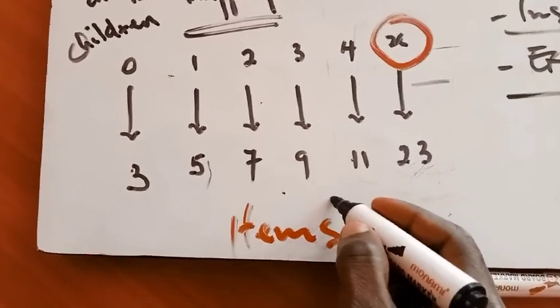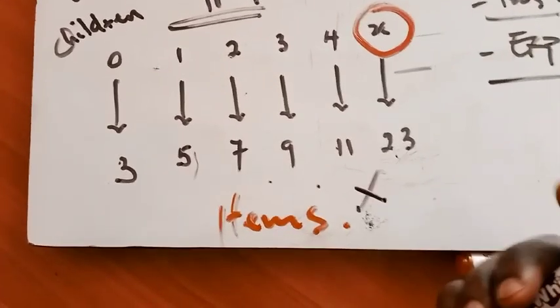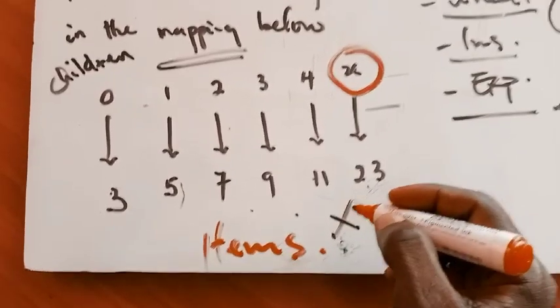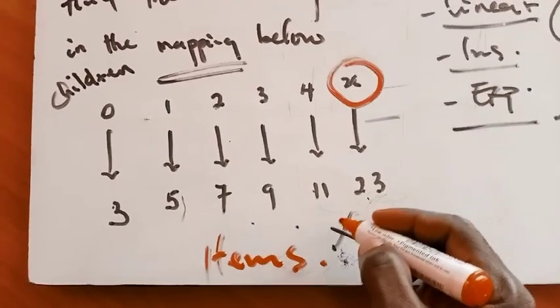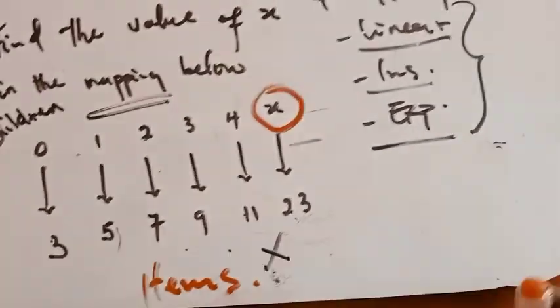This man is it, that should be 2. What about this? This man is it? No. So that tells us that this is not a linear mapping. Is that okay? So once one person fails here, it tells you that this is not a linear mapping. So linear is out, right?